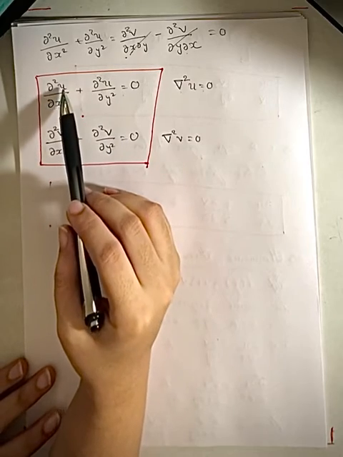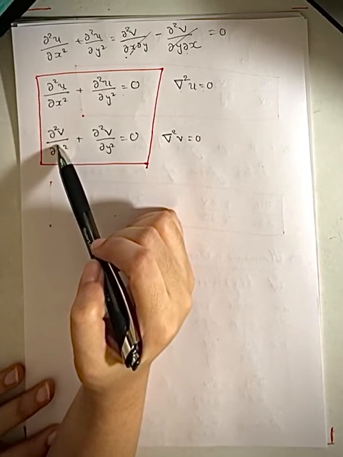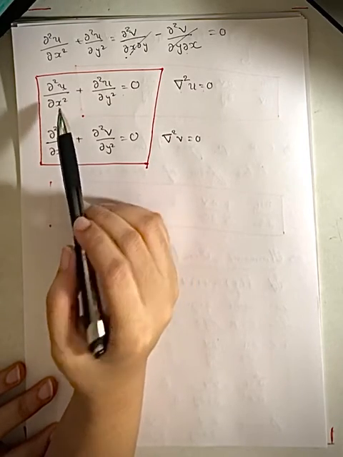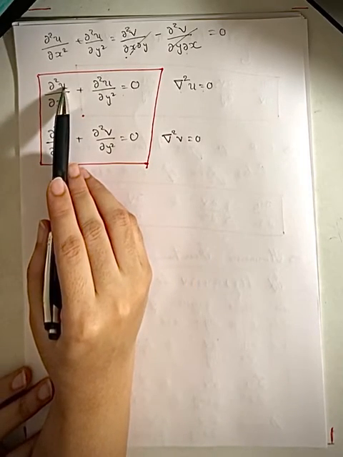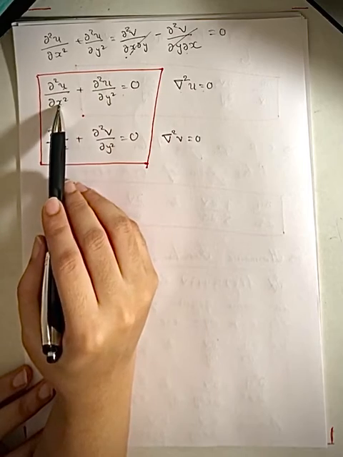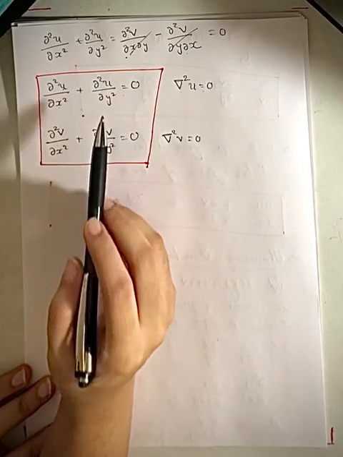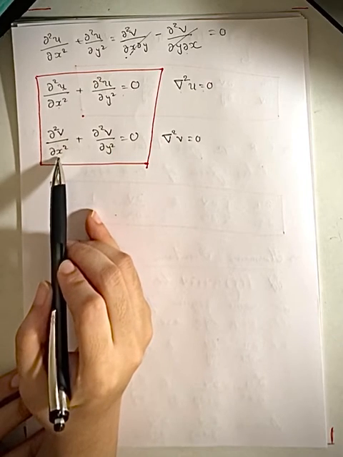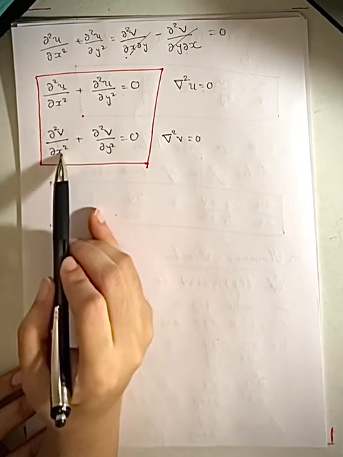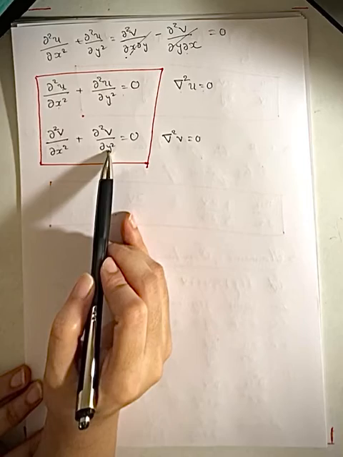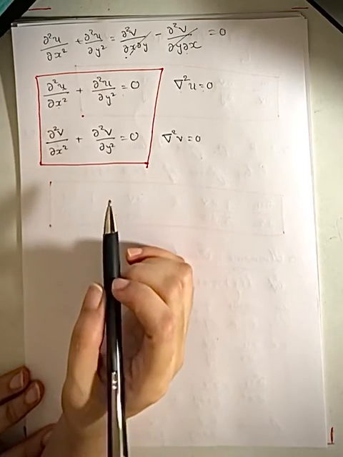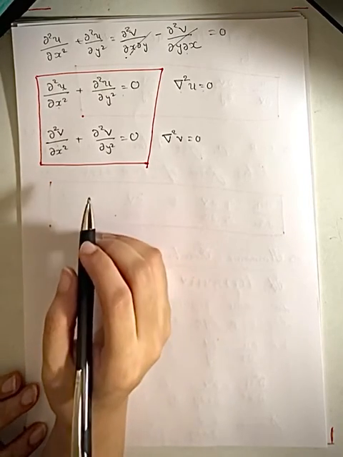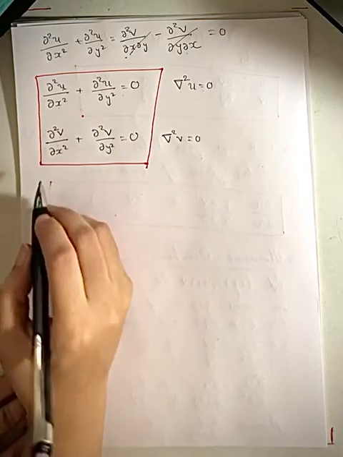And since here u and v both satisfy Laplace's equation in two variables, x and y, and similarly v also satisfies Laplace's equation in two variables x and y, x and y are our variables, so they satisfy Laplace's equation in two variables, and therefore they are called harmonic functions.